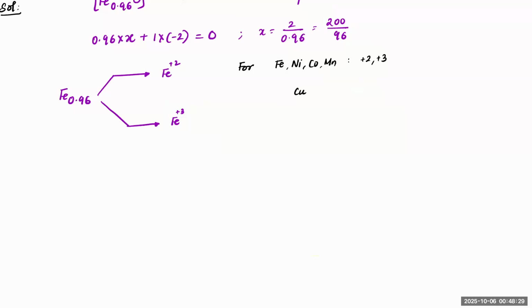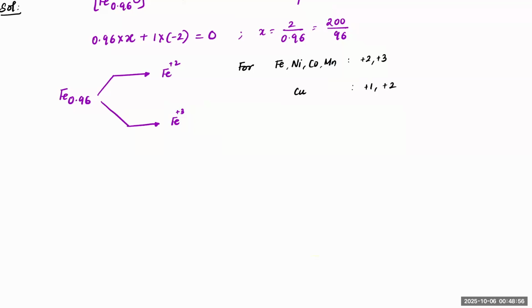Copper will go for plus 1 and plus 2. So in the questions, if the oxidation state is not given, what are the mixed oxidation states which they can have? This is something which you need to know. Iron, nickel, cobalt, manganese, automatically you take them as having plus 2 or plus 3 oxidation state. In case of copper, take it as plus 1 and plus 2 oxidation state.